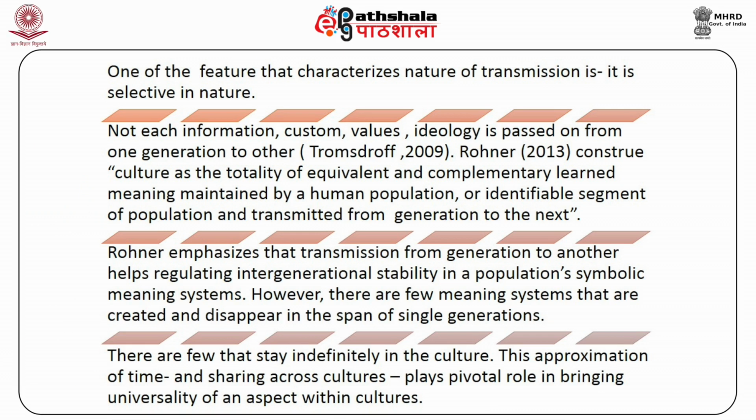Not each piece of information, custom, value or ideology is passed on from one generation to the other. Rohner construes culture as the totality of equivalent and complementary learned meanings maintained by a human population or identifiable segment of a population and transmitted from one generation to the next. Rohner emphasizes that transmission from one generation to another helps regulate intergenerational stability in a population's symbolic meaning systems. However, there are few meaning systems that are created and disappear in the span of a single generation. There are few that stay indefinitely in the culture.